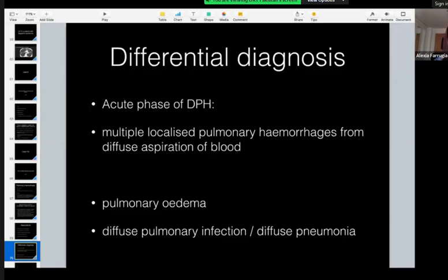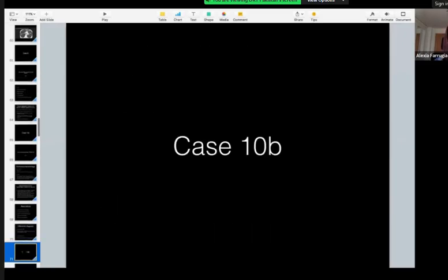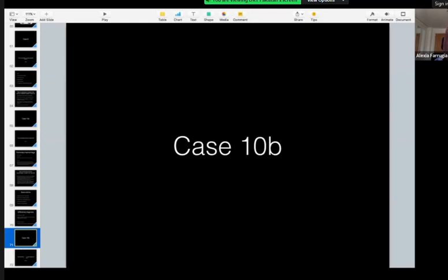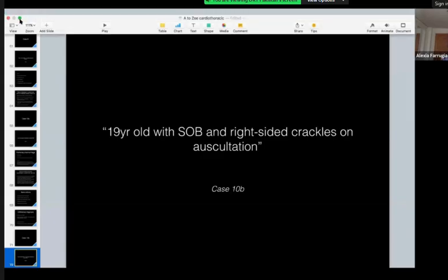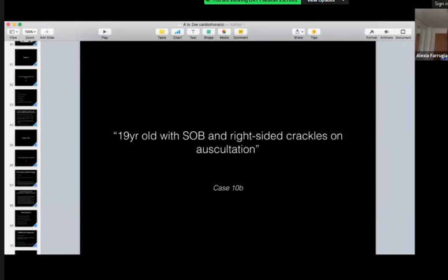Now I have a second case, which is somewhat related, also in a 19-year-old, another 19-year-old. Do you want to take this one as well? Yes? Great. Okay, so this chap presented, also first presentation, he had never been to hospital before. He presented with shortness of breath and right-sided crackles on auscultation. And I'll bring up his imaging.